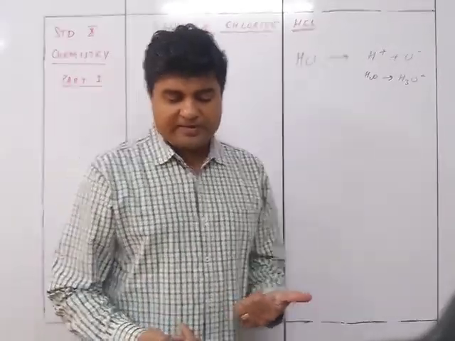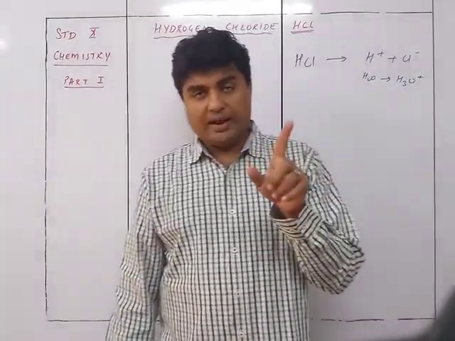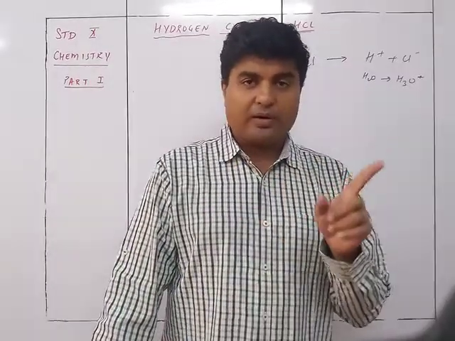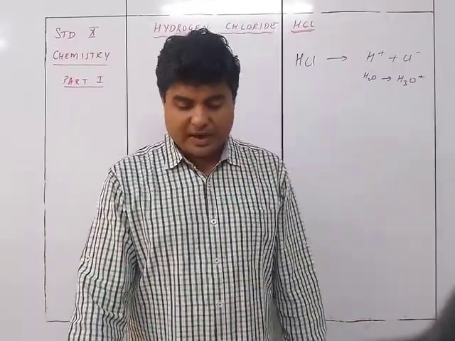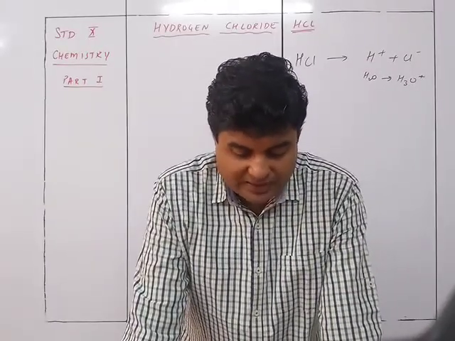Now we see the typical properties of HCl. Acid plus active metal will give you salt, a chloride, plus hydrogen. Acid plus base will give salt plus water, only that neutralization.